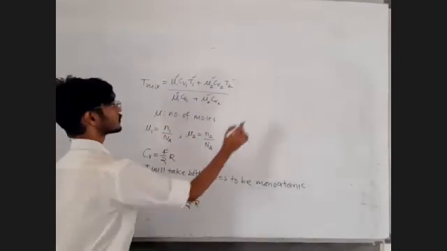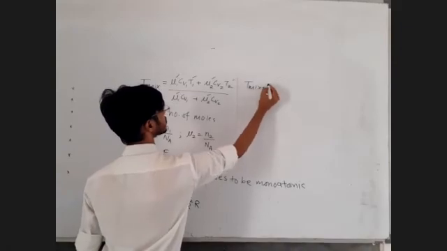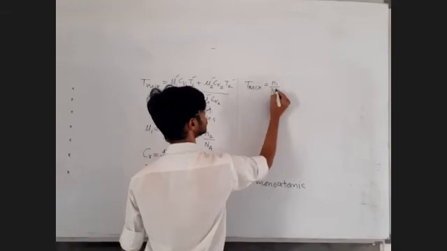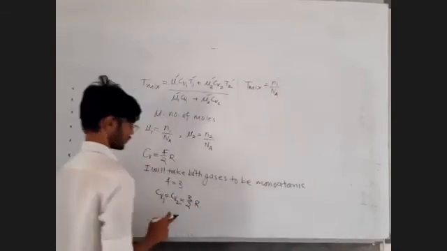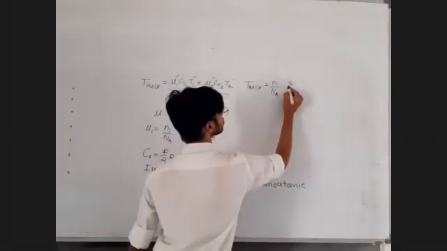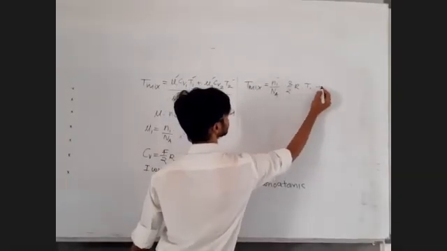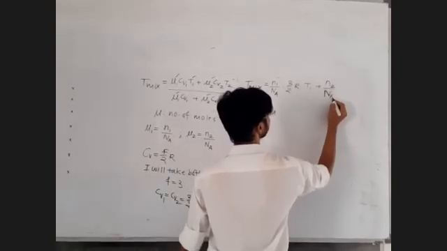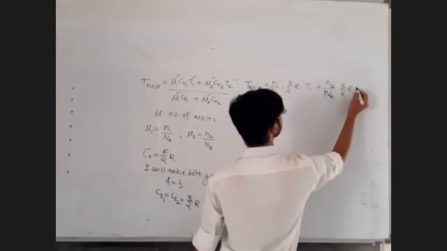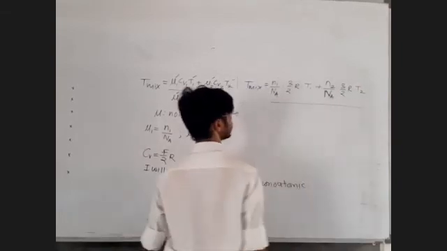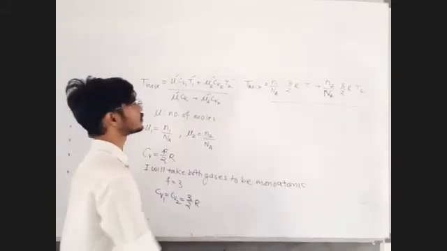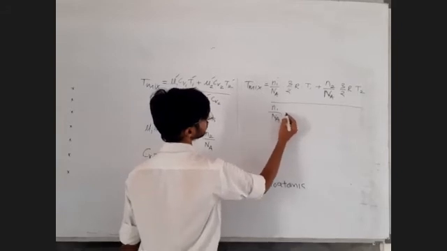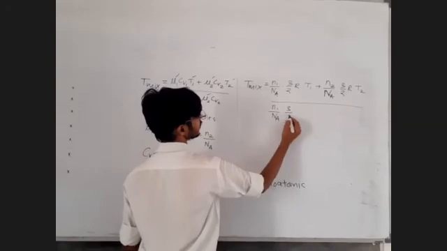Right? So let me write here. Temperature of mixture is equal to mu1, the number of moles of the first, which is N1 upon Avogadro number, times CV1, which is 3 by 2R, times T1, plus mu2, which is N2 upon Avogadro number, times CV2, which is 3 by 2R, times T2, divided by mu1 CV1 plus mu2 CV2. Mu1 is N1 upon Avogadro number, into CV1 is 3 by 2R.